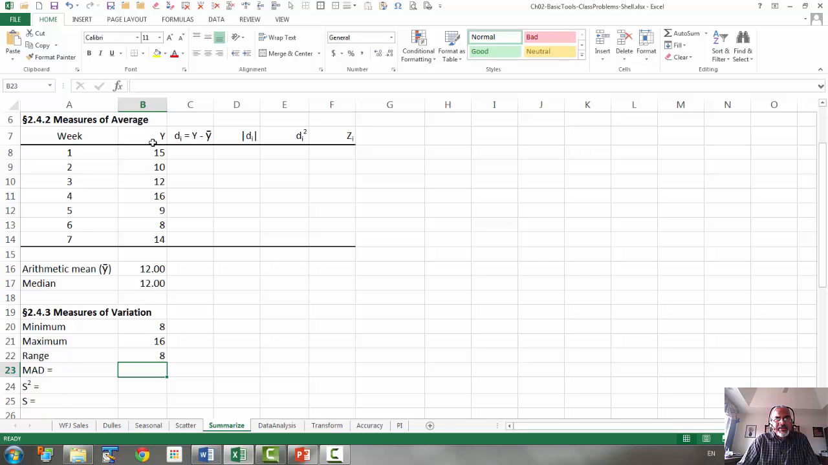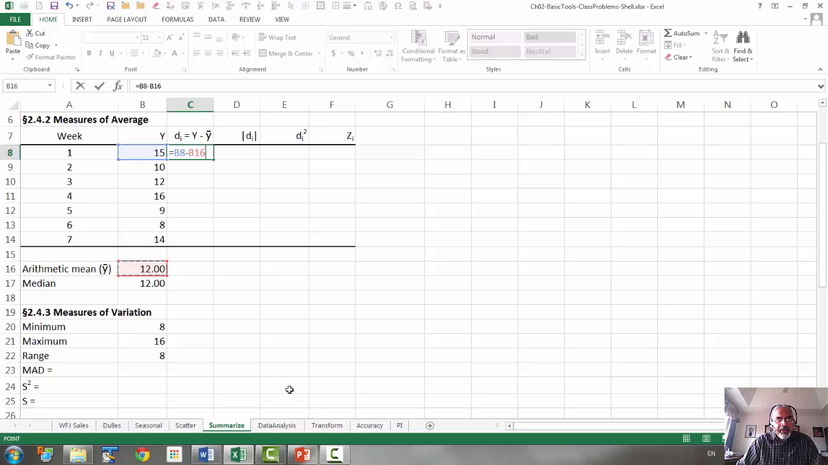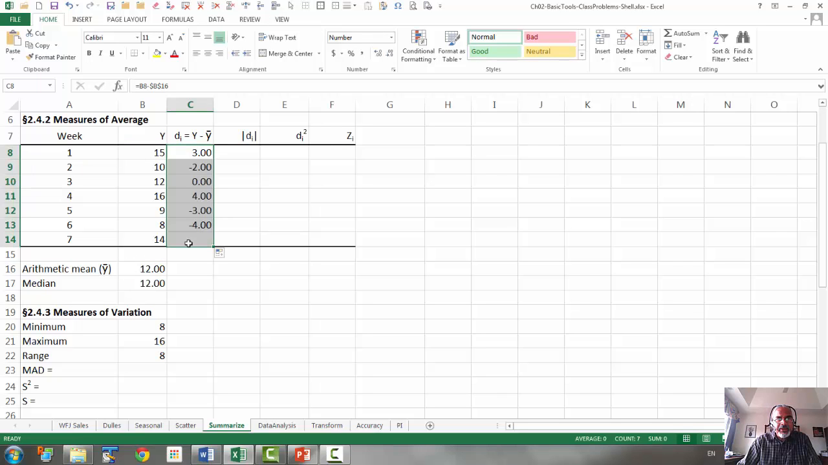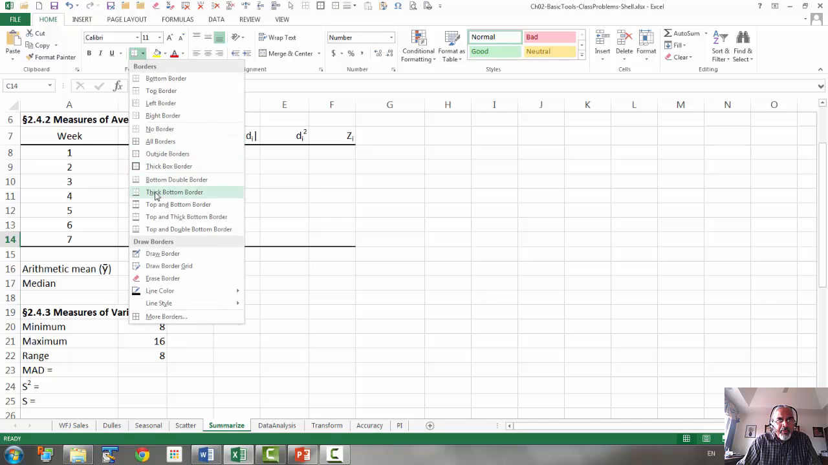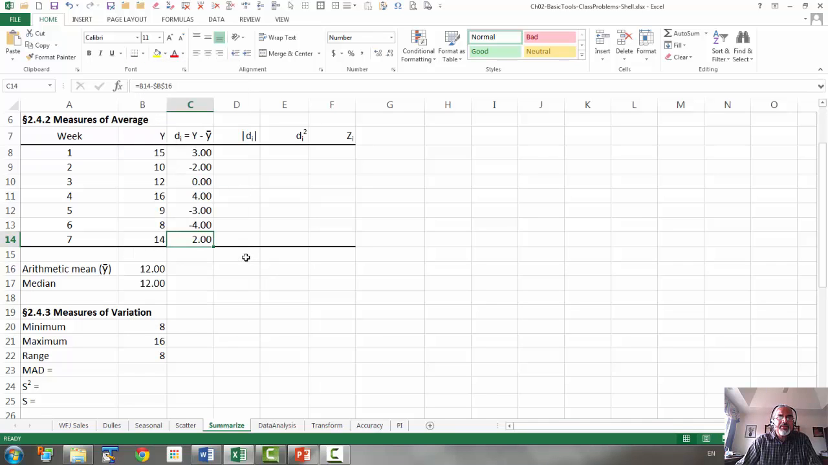So if you take each y value and subtract from it the arithmetic mean, now make that absolute reference by pressing the F4 key. So you get the deviation always from B16. Now if you copy that to the rest of the cells, then you get the deviations. Now the underline is gone. So now let's put the bottom border back, the same one like the others.